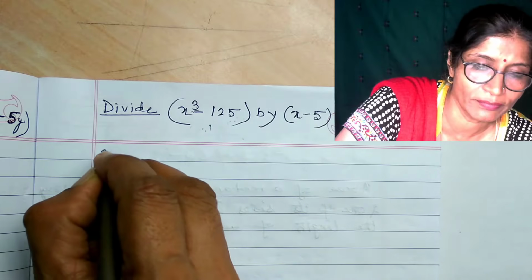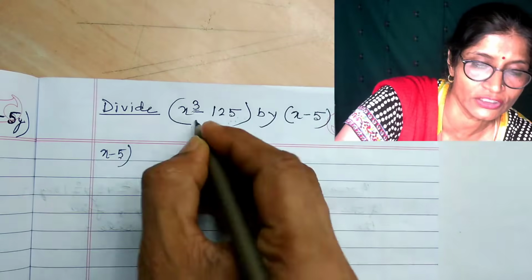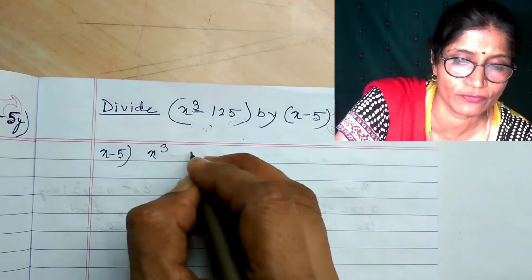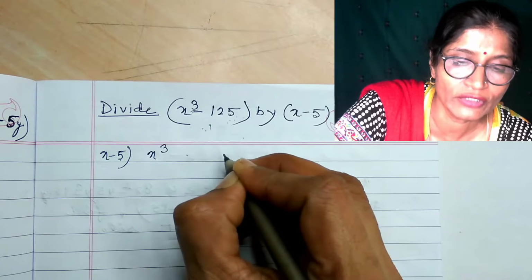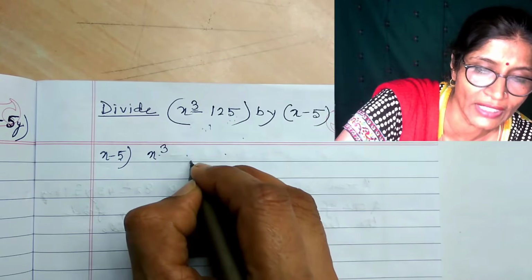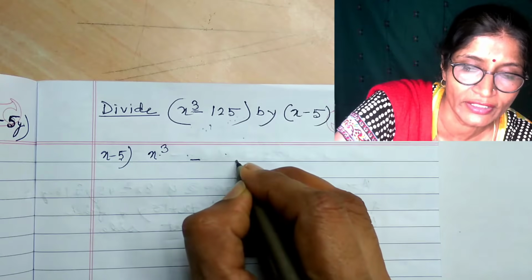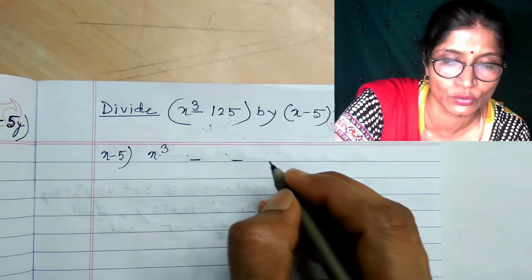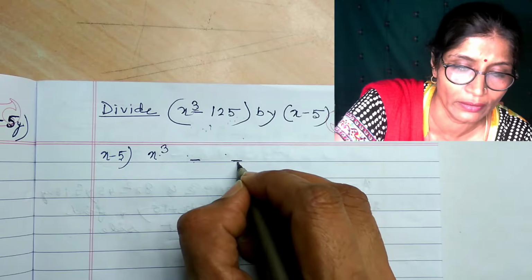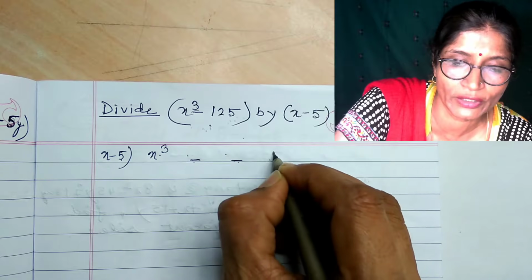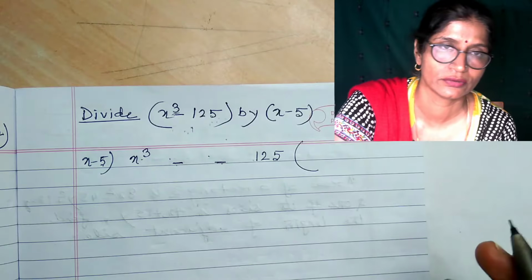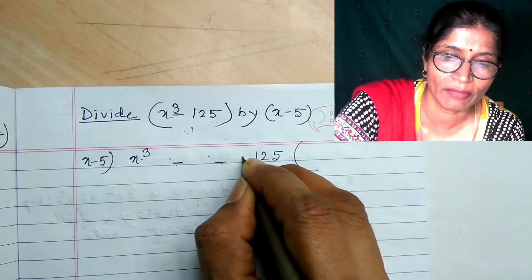So x minus 5 I will write, and this one I will write x to the power 3. But I will leave the space for the square power. Then I have to leave the space for x to the power 1. This is 3, x to the power, I will leave the space, and then I will leave the space for x to the power 2. And then 3, 2, 1, and then 0. It means 125 I will write. Now I will start the division. Okay, and this is with the minus sign.